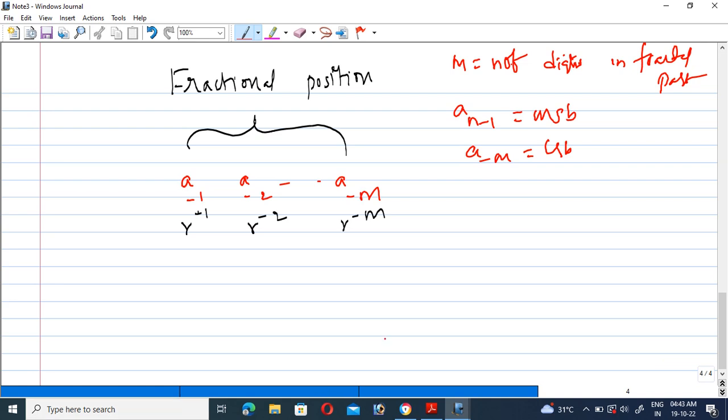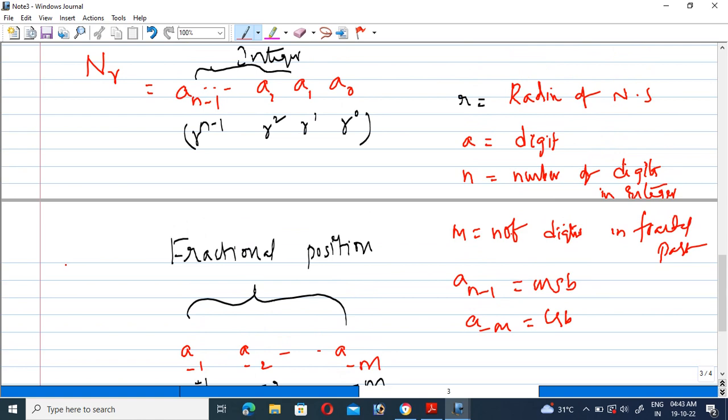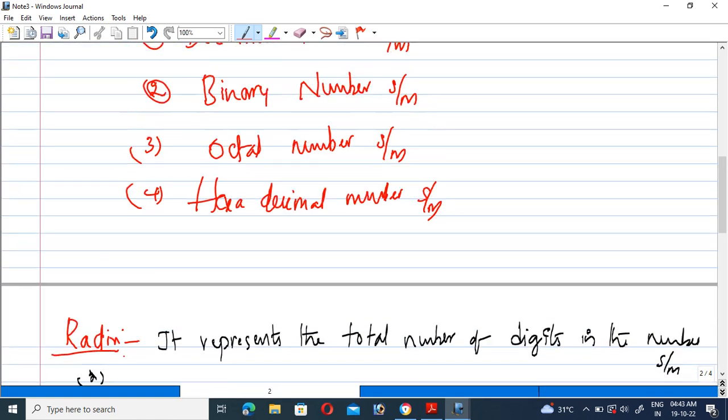So, coming to the decimal number system, this is a brief introduction about the number system and how we are going to represent it.